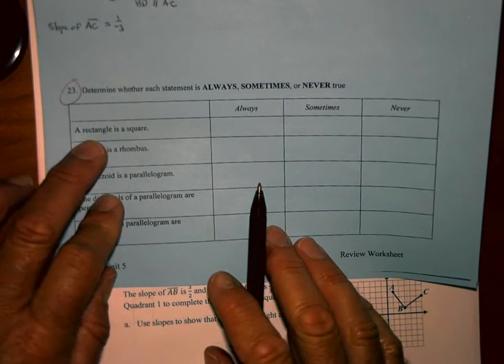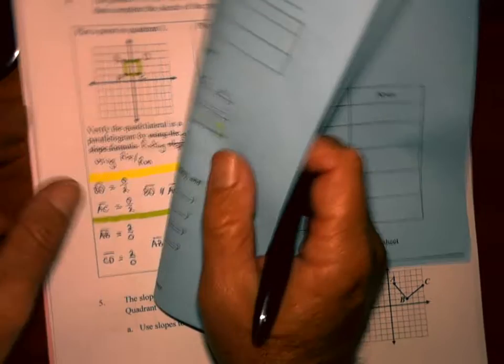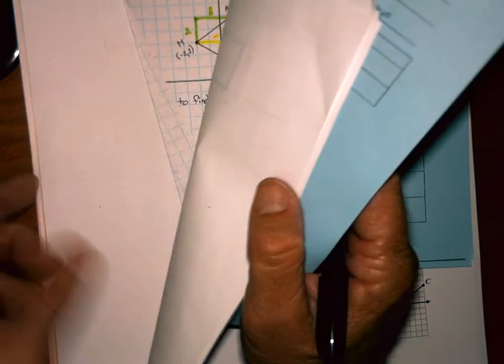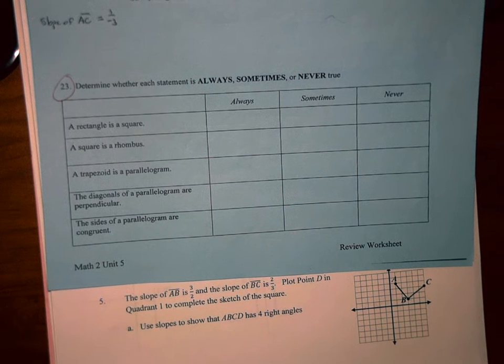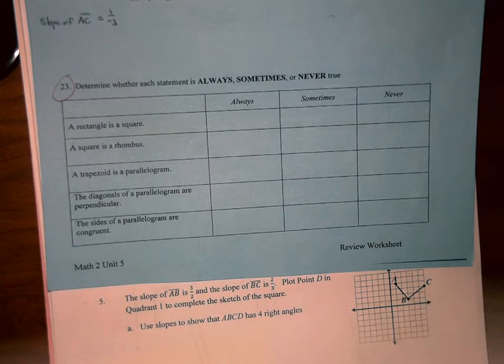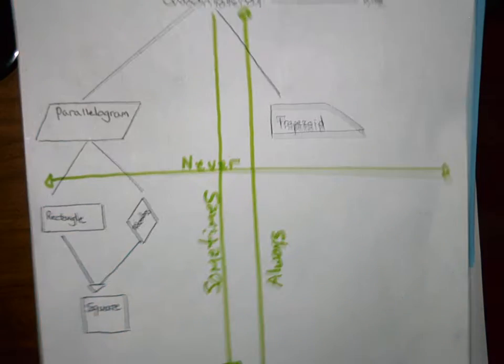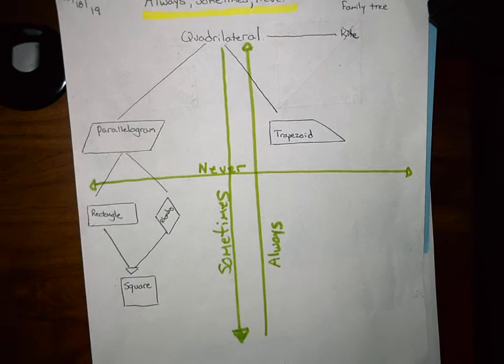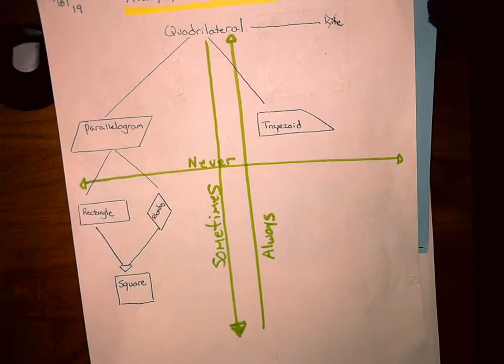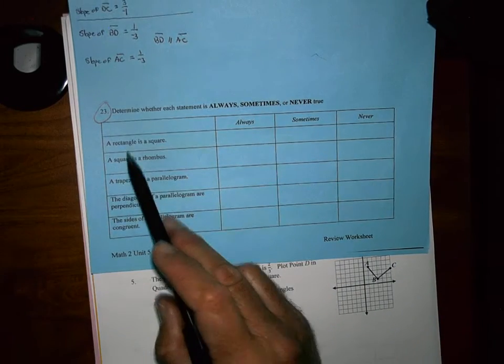Okay, and what you want to do in number 23 is, and I don't know where my notes are exactly on this, you're going to use the part of your notes where it was the always, sometimes, never part of your notes. There it is, right there. I just found it. So always, sometimes, never part of your notes. I'll zoom it out. So I'm going to be going like this, and back and forth. Don't get dizzy. So the first one, a rectangle is a square.